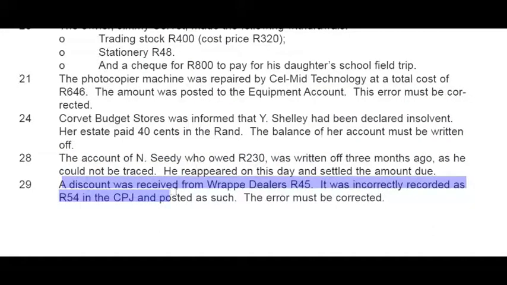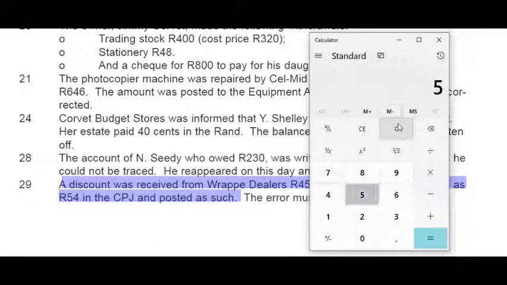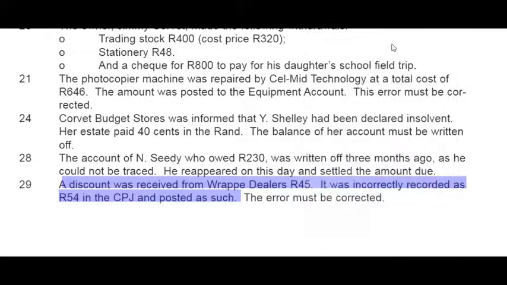Then the last one: a discount was received from Wrap Dealers, 45 Rand. It was incorrectly recorded as 54 Rand in the CPJ and posted as such. So we made a little bit of a mistake. When we receive discount from a creditor, usually we debit creditors control and we credit discount received, which is an income account. But now we recorded 54 Rand instead of 45 Rand. So we actually recorded 9 Rand too much. Let me just see if it's 9 Rand. 54 minus 45. Yes, 9 Rand discount too much. That doesn't make sense, but you know what I'm saying.